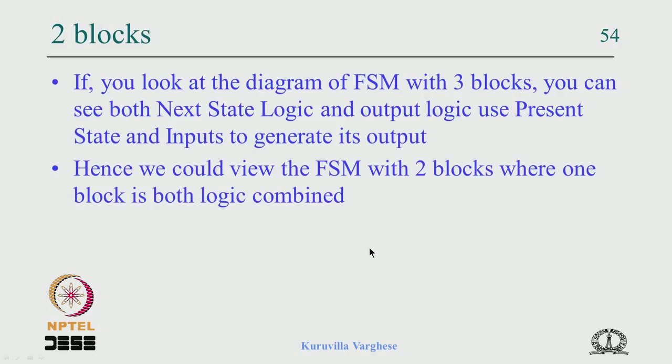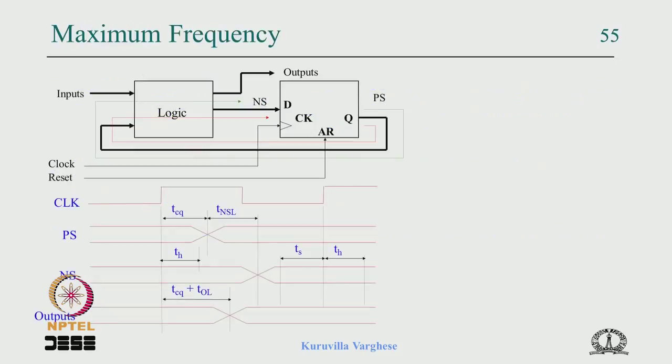So that is a description of the two block. Now let us look at the timing issue of the finite state machine. We will use the two block view because it is much more concise. One important thing to look at is that there are now two paths from a register output through the next state logic to the register. Other register or the same register, we can't say.